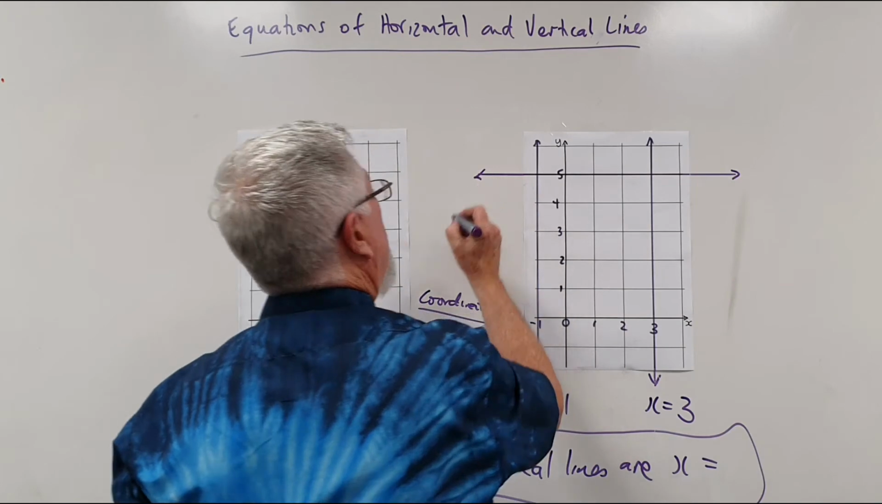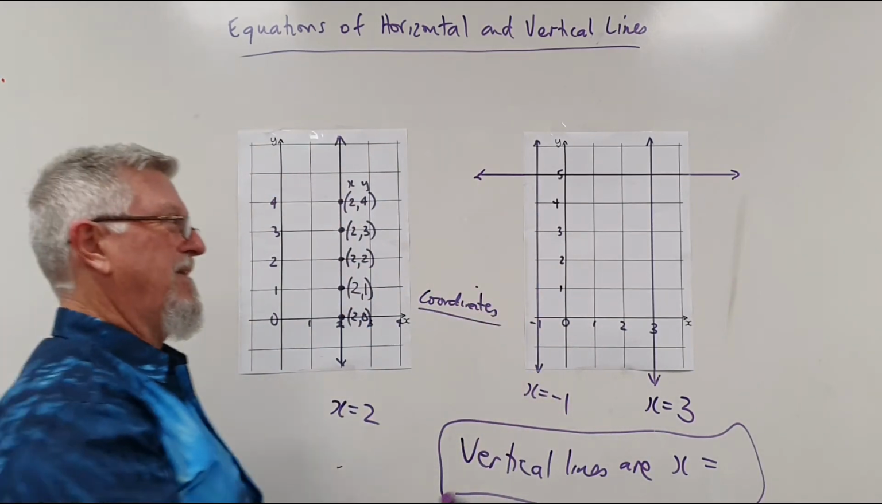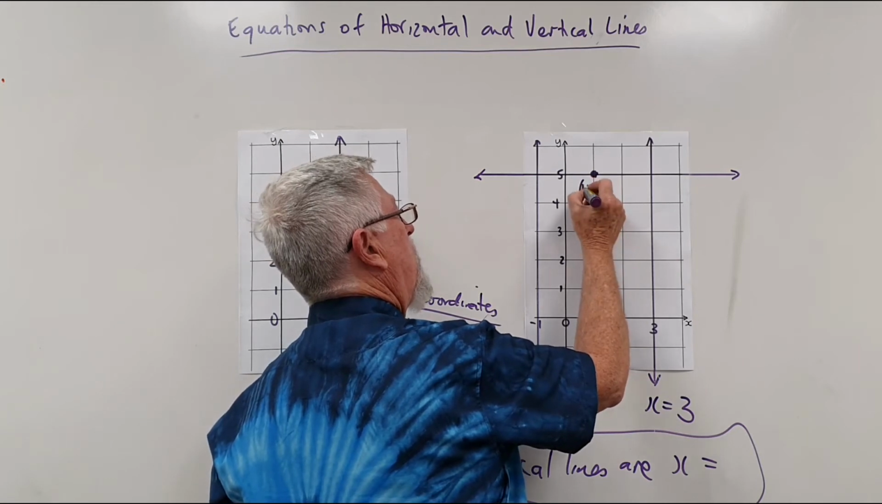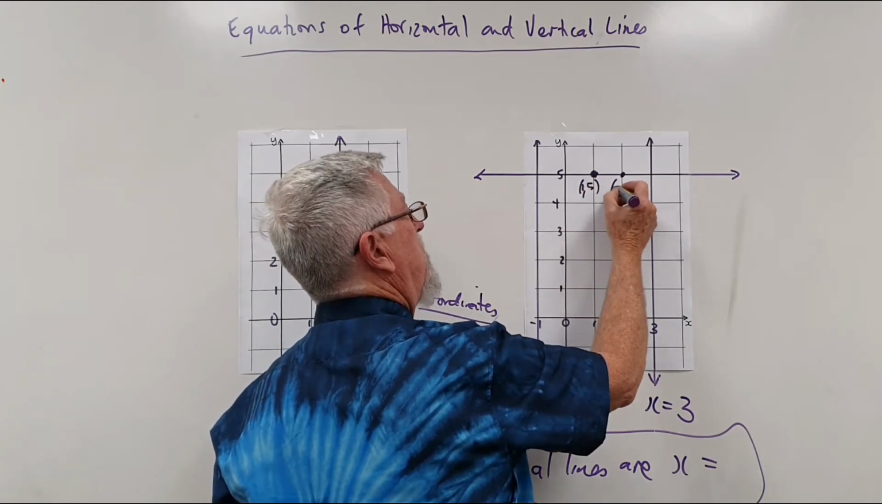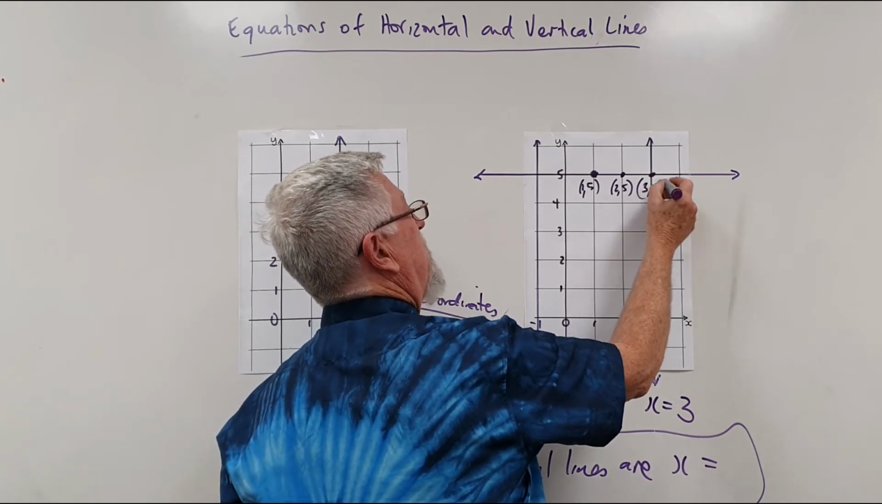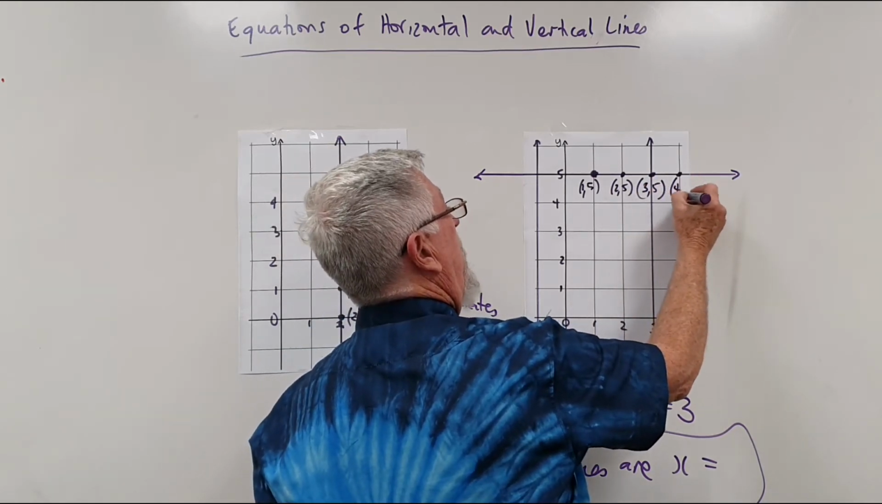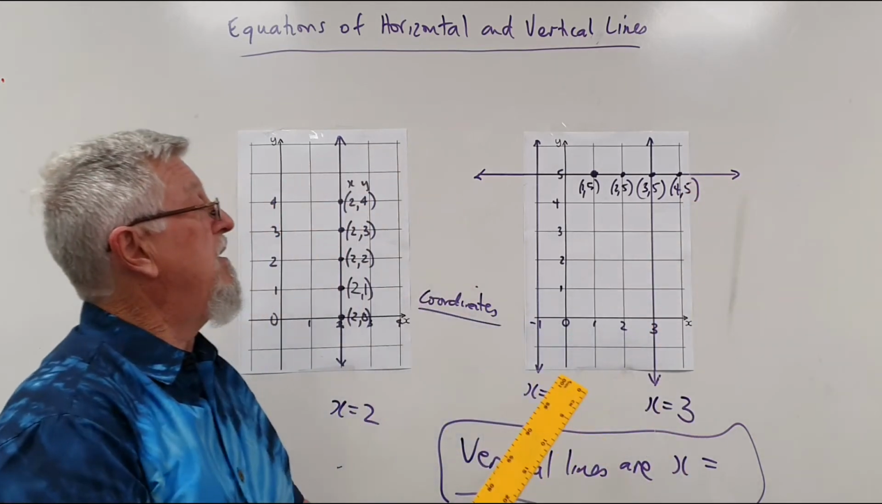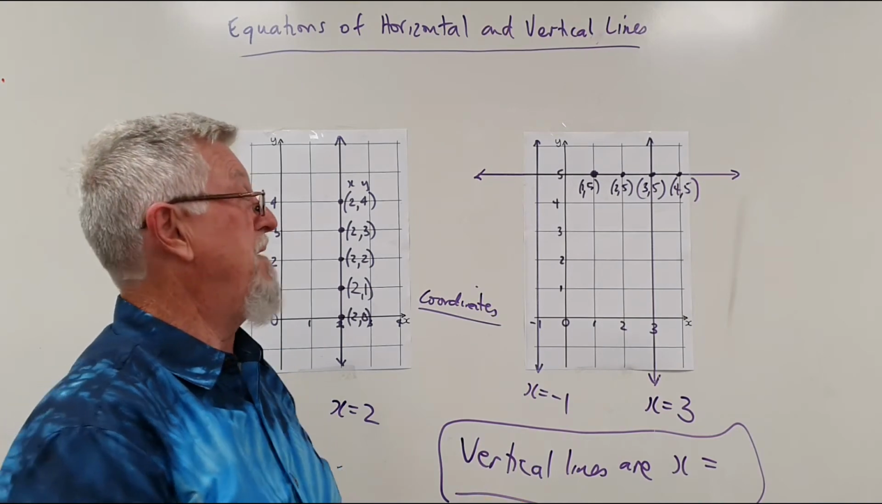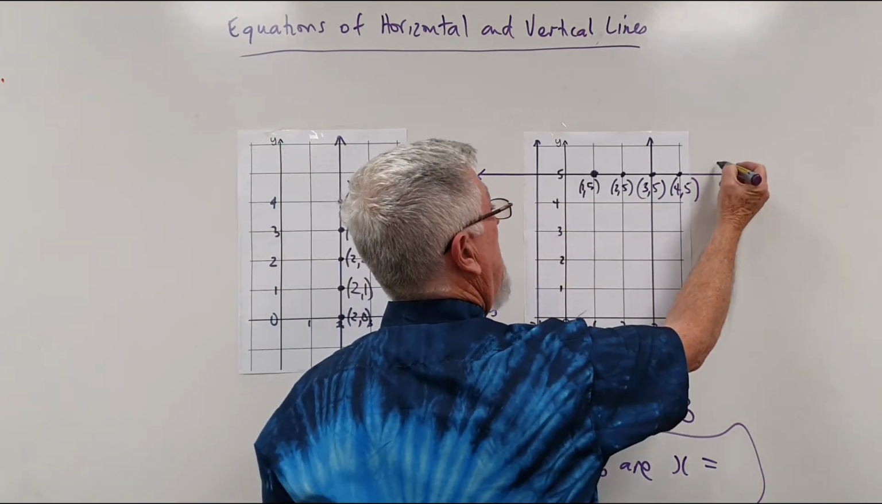and if your brain still didn't understand, I'm going to do it. Here we go. That's called 1, 5. That's called 2, 5. That's called 3, 5. So, did the x's stay the same or did the y's stay the same? So all the y's were 5, so that's called y equals 5.